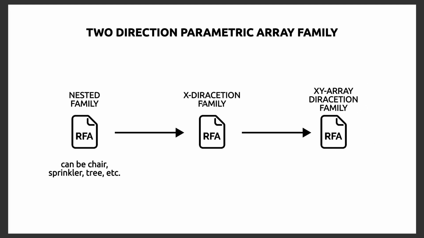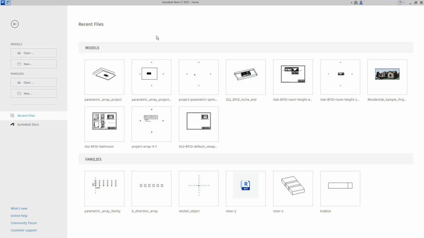We are doing it in this kind of nested way because you cannot do the x and y array direction parametric way in one step. So you have to use this workaround, nest one family into another, and this is the final family that we will be creating, and you can load this family into your project and use it in any project that you wish. So let's start working in our Revit.